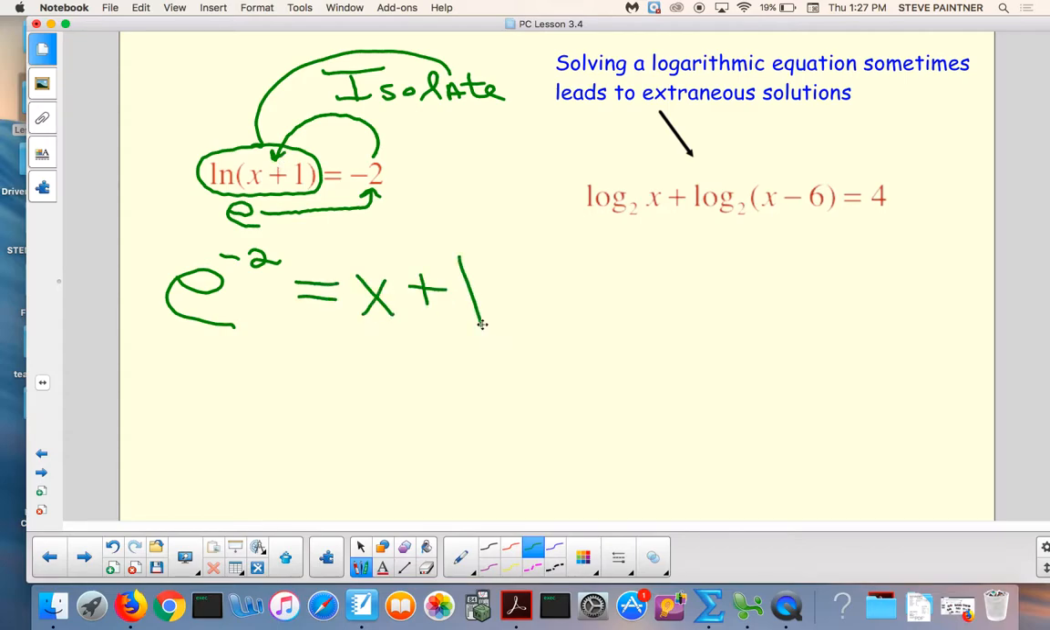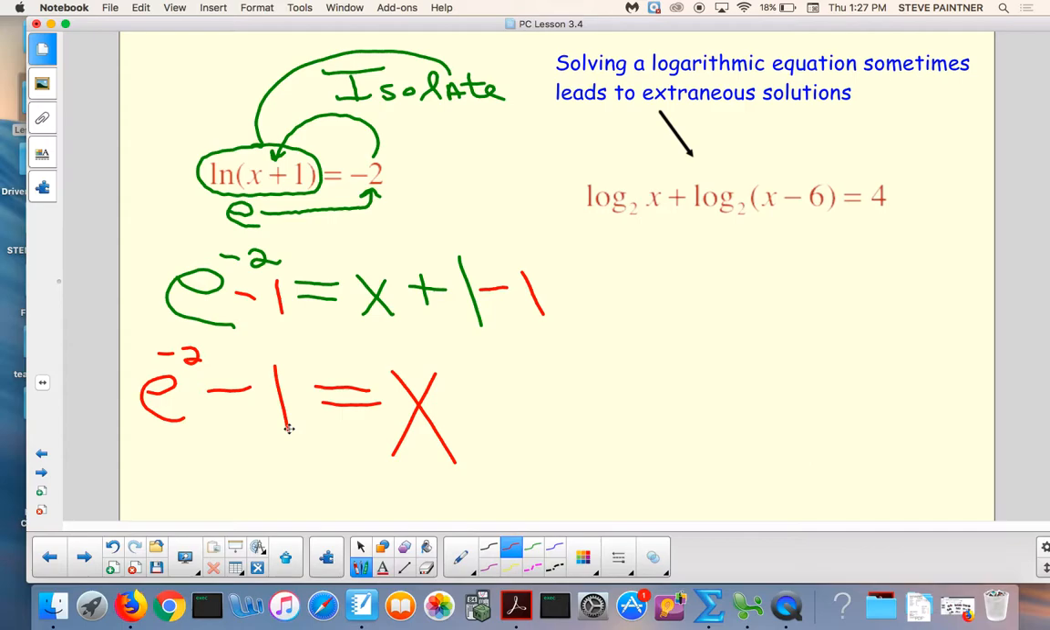All I'm doing is going after the definition of what a logarithm says. A logarithm just says take your base; the answer is an exponent. e to this exponent, e to the negative 2, should equal this number, x plus 1. And now solve it. How do you solve it? Subtract 1. x equals e to the negative 2 minus 1.